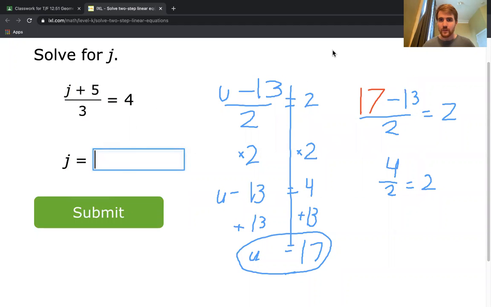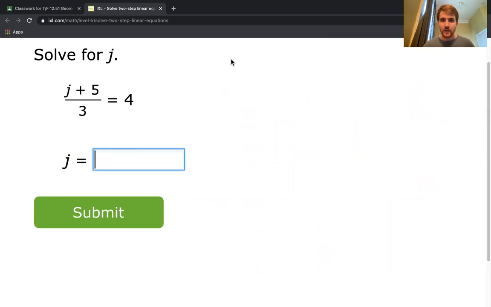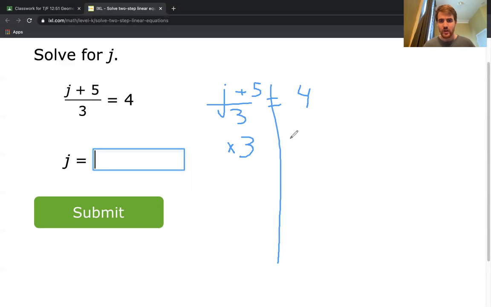Let's do one more. Let's do this one. j plus 5 divided by 3 equals 4. If you want to try it, pause the video and go ahead. First thing, draw a line at the equal sign, so we remember whatever we do on one side of the equal sign, we have to do on the other. Next, what is the inverse operation of dividing by 3? Multiplying by 3. So we'll do times 3 on both sides.